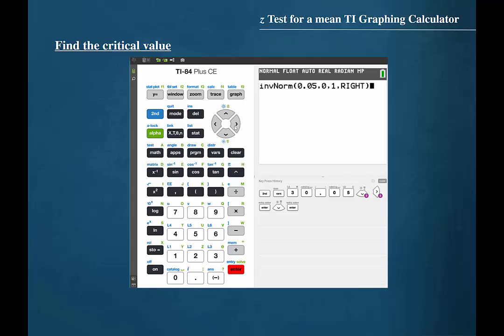If you are using a TI graphing calculator that does not prompt for the values, then you will need to place the values in the correct order. The correct order is level of significance, comma, mean equal to 0, comma, standard deviation equal to 1, comma, and then the correct tail, which in this case is the right. Press enter. The calculator then gives us the critical value 1.645, which the textbook rounds to 1.65.